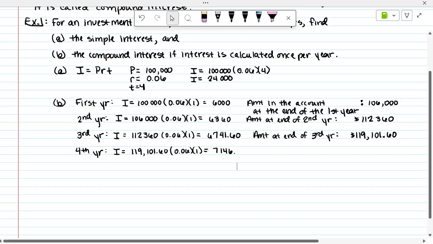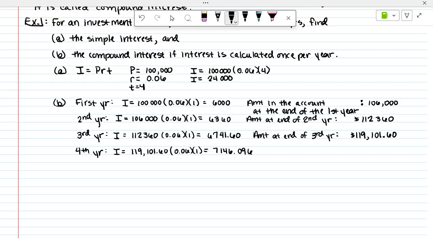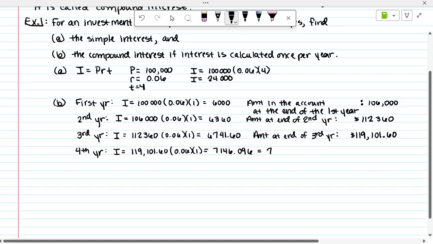Yeah, we're going to round that one up because we have 0.096. Guys, we need to round to the nearest cent. There's a 6 behind that 9, so that 9 needs to round up to a 10. So that's going to give me 7146.10.